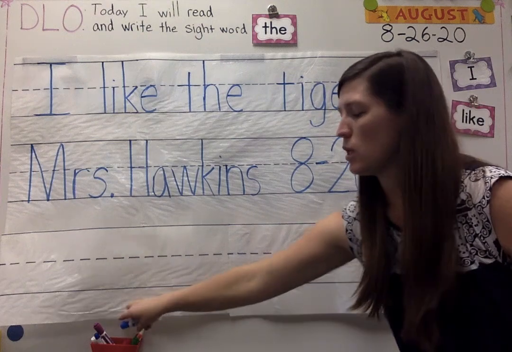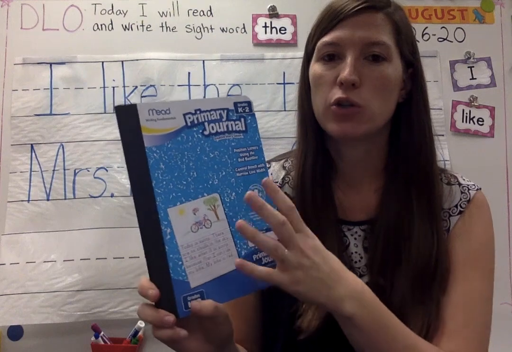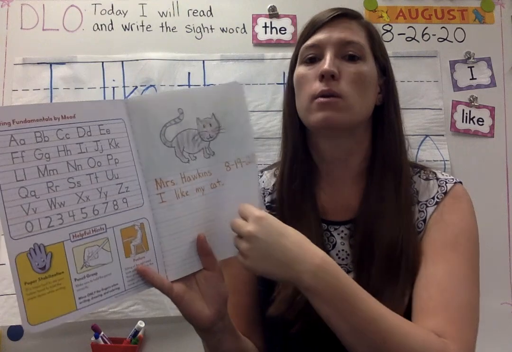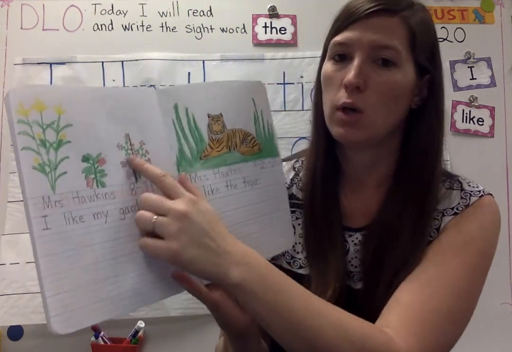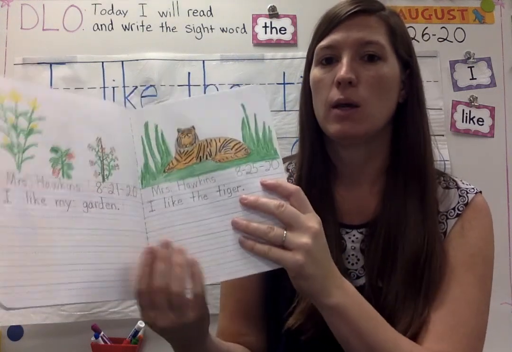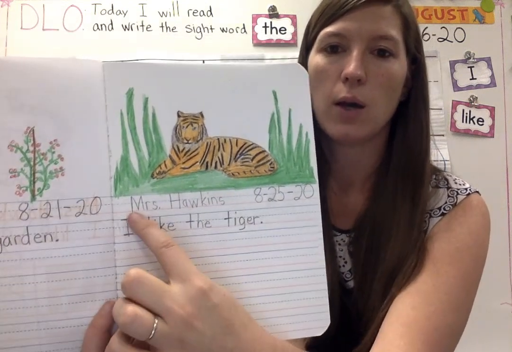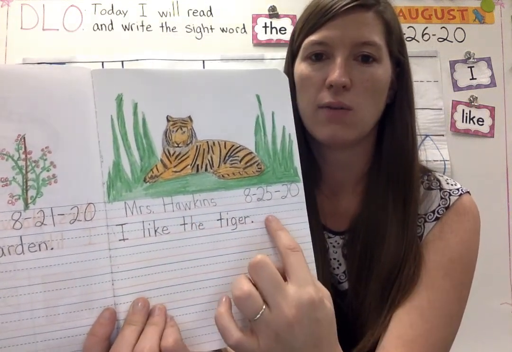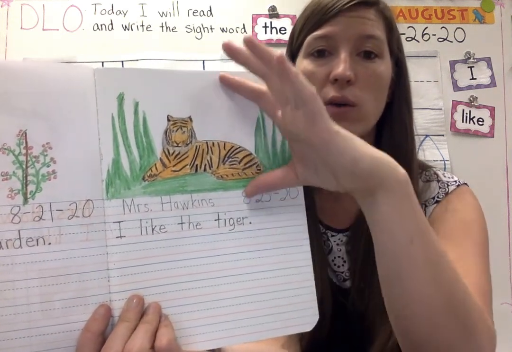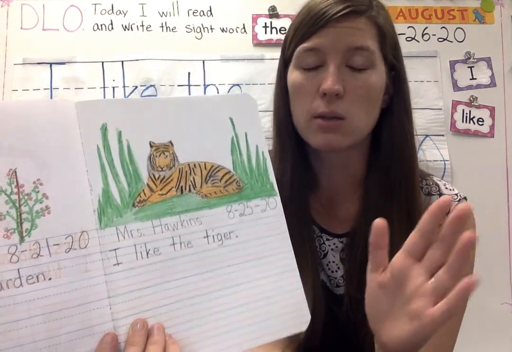I'll show you an example in my writing journal. With our writing journal, don't forget to turn to the very next page. Here's our first day. The next day we drew our picture and wrote our words on the next line. And then here's today. My sentence is, I like the tiger. I wrote my name, Mrs. Hawkins, and the date. Oops, I got the date wrong, but that's okay. And I drew a picture of a tiger. You have all this space. Make sure you take up the whole space. You don't have to use tiger.